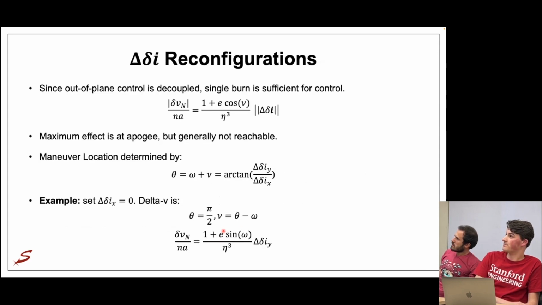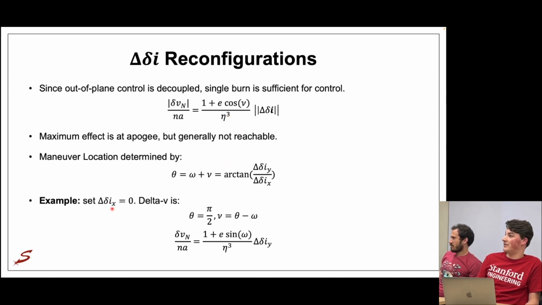Quickly, we'll go over relative inclination maneuvers. It's a single maneuver since it's out of plane, and you can determine the maneuver location by, once again, just taking the arctan of the pseudostate, and that's actually equivalent to the true argument of latitude here. You can see that the maximum effect of this is going to be at apogee, but typically you actually need to fire in a different direction in order to complete that maneuver and get to the desired pseudostate, so that's not reachable either.